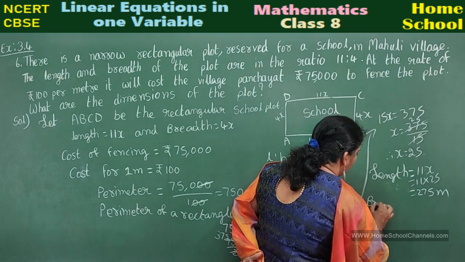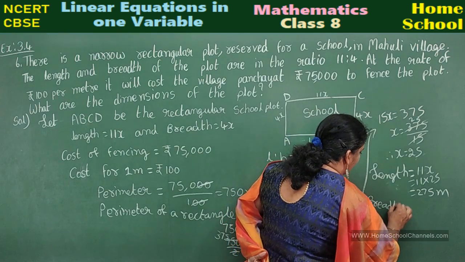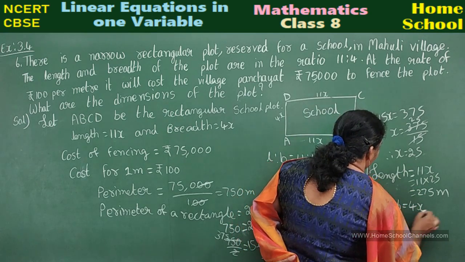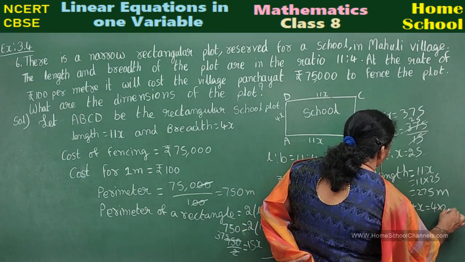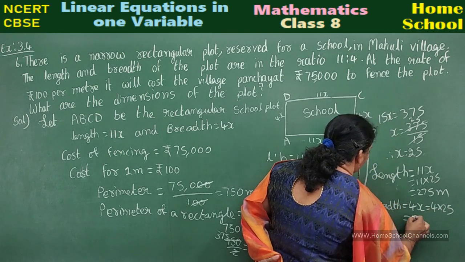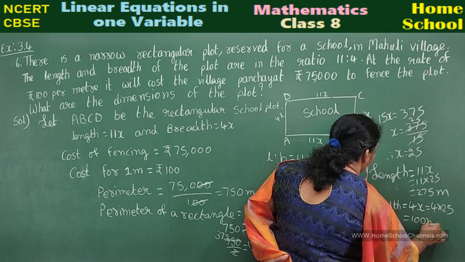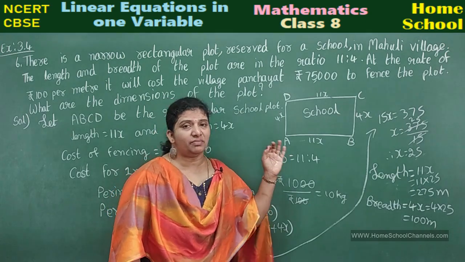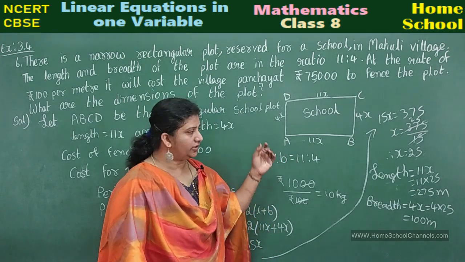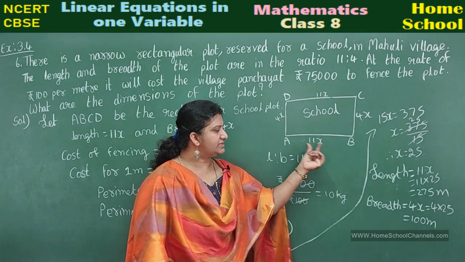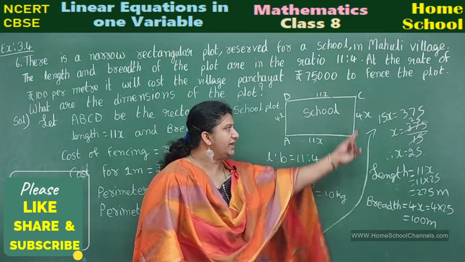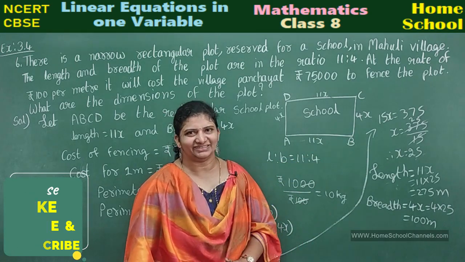And coming to breadth of a rectangle. Breadth is equal to 4x. 4 into 25. That will be 100 meters. Therefore, what is the length and breadth of this rectangular plot? Length is 11x, that is 11 into 25, 275 meters. And breadth is 100 meters.